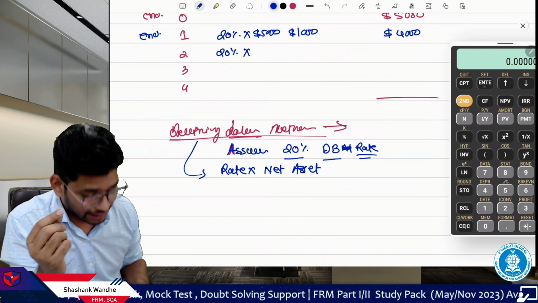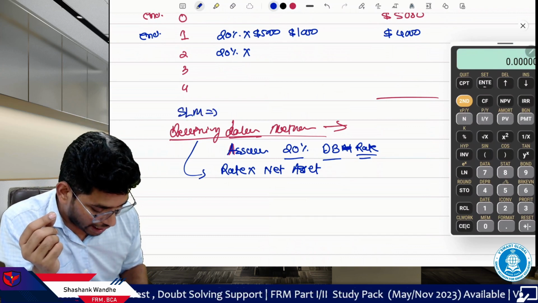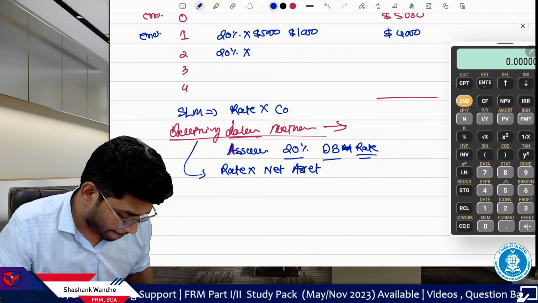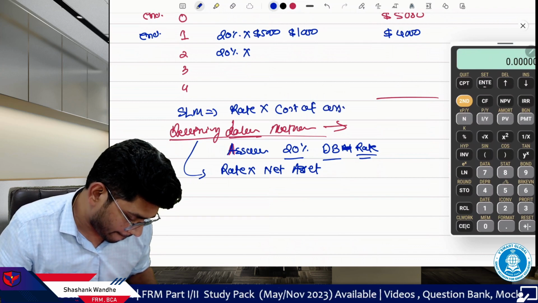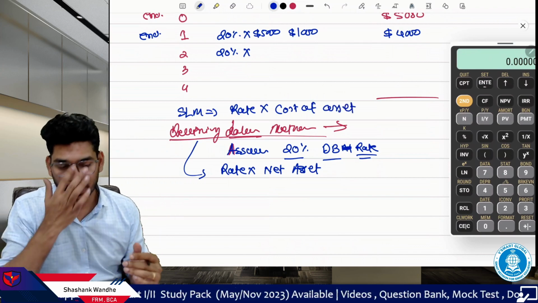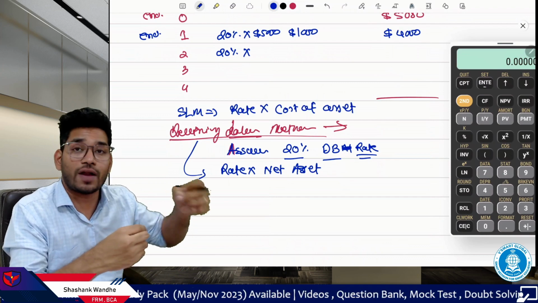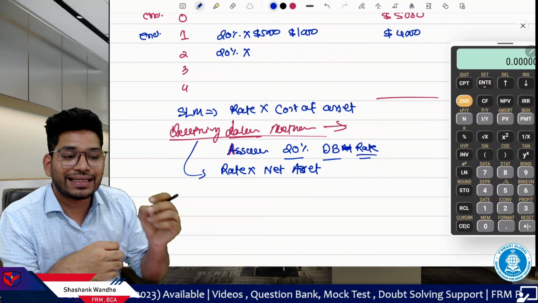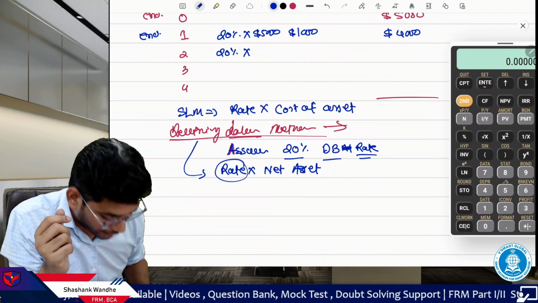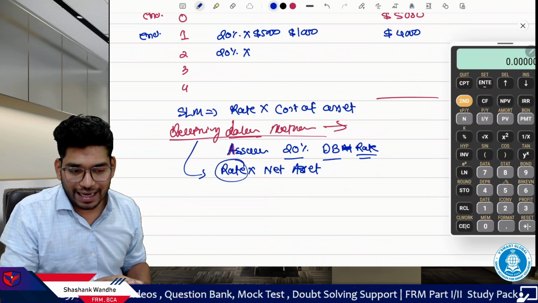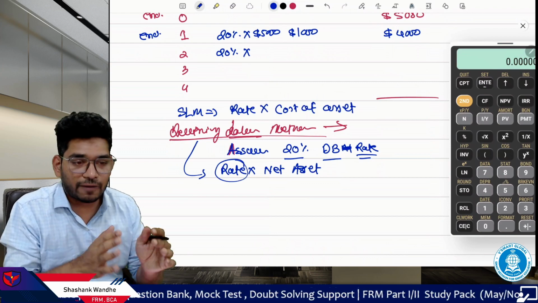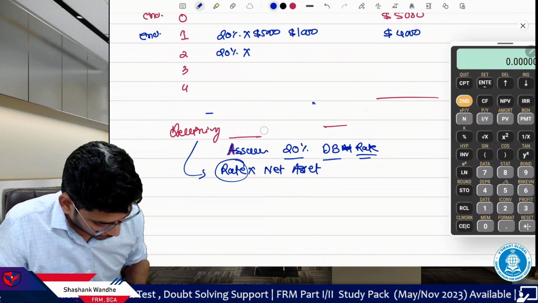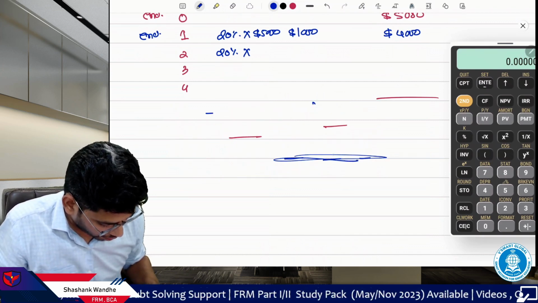On the other hand, in SLM, we charge rate on what? On cost of asset. Like this. So that's the difference. In declining balance method, we charge rate on net asset, and in SLM, we charge the rate of depreciation 20% on cost of asset. Now the question is how to calculate this rate perfectly. To understand this, we need some formula, but first we will see what happens if we directly charge 20% on net asset.